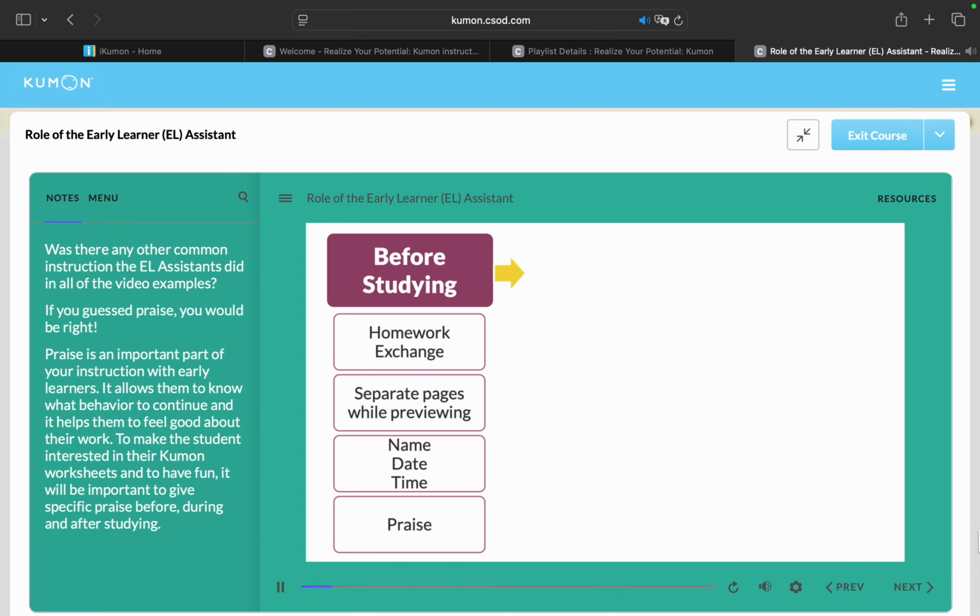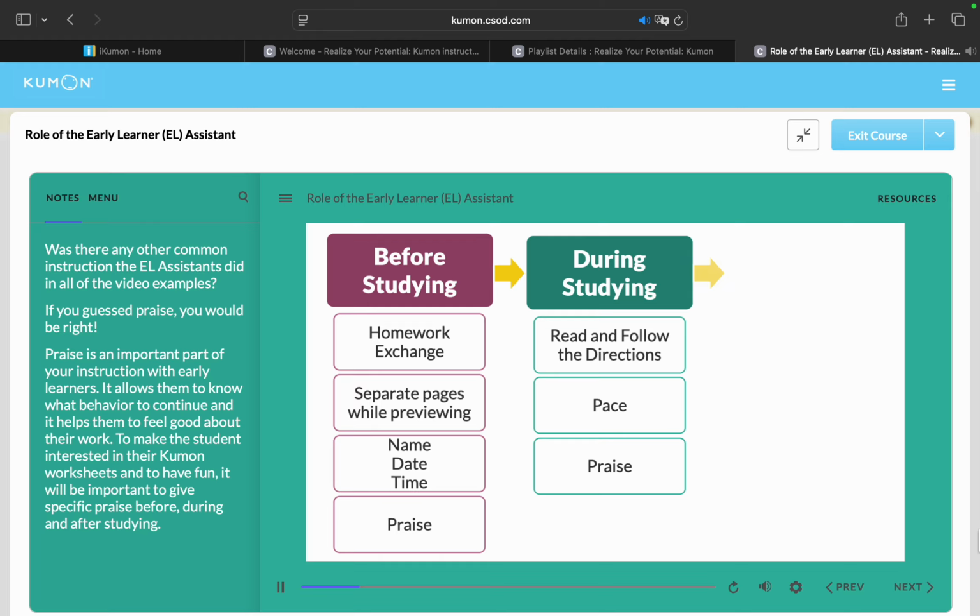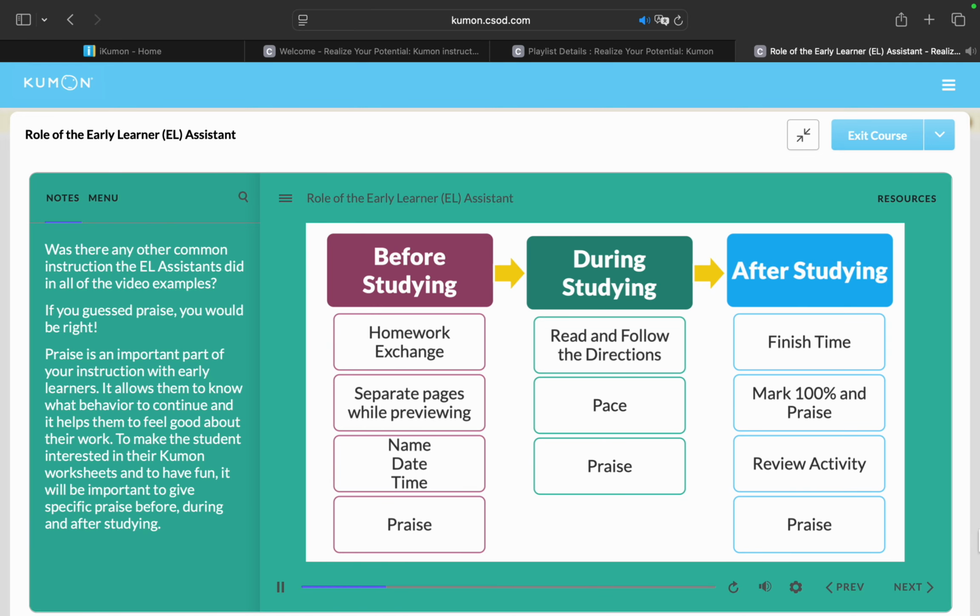Was there any other common instruction the EL assistants did in all of the video examples? If you guessed praise, you would be right. Praise is an important part of your instruction with early learners. It allows them to know what behavior to continue, and it helps them to feel good about their work. To make the student interested in their Kumon worksheets and to have fun, it will be important to give specific praise before, during, and after studying.